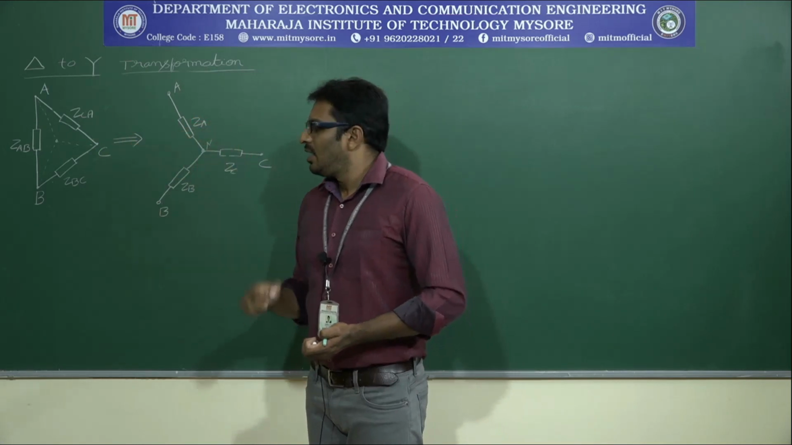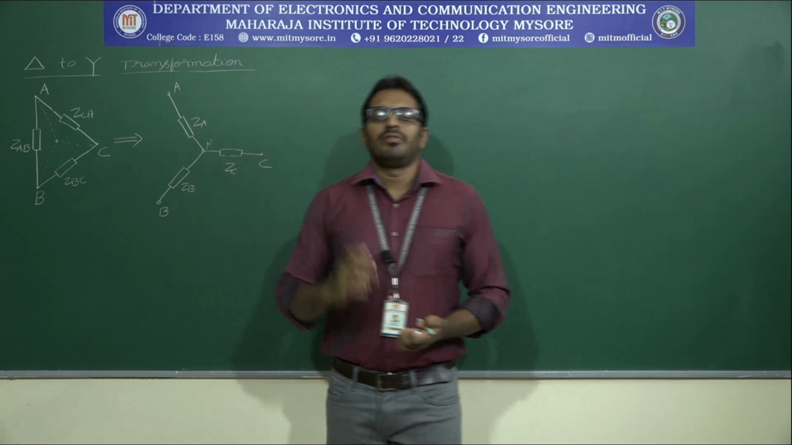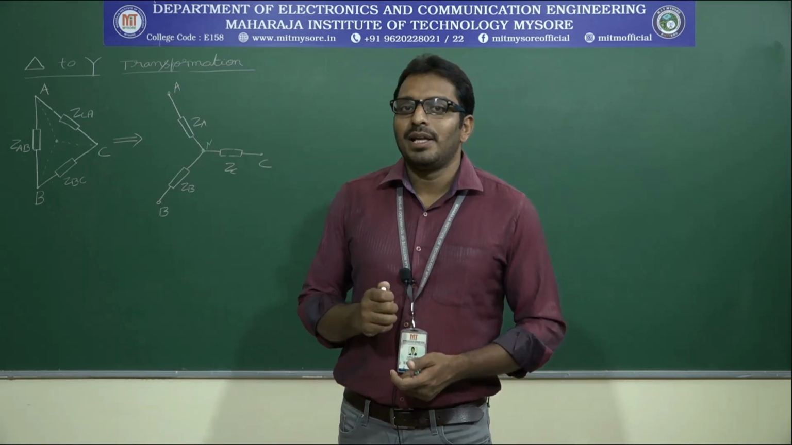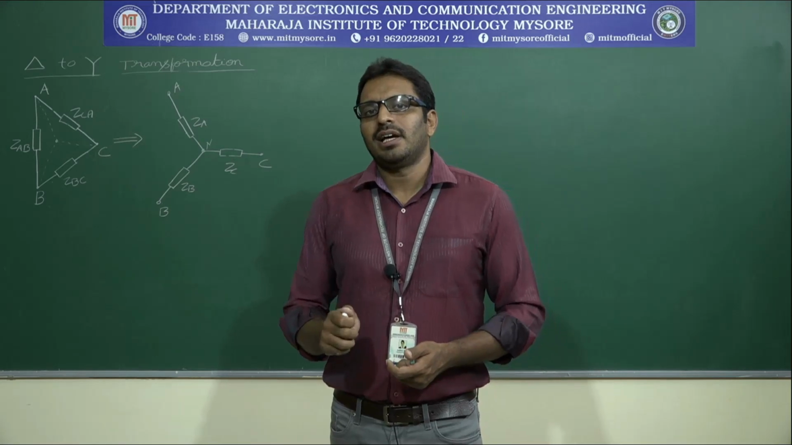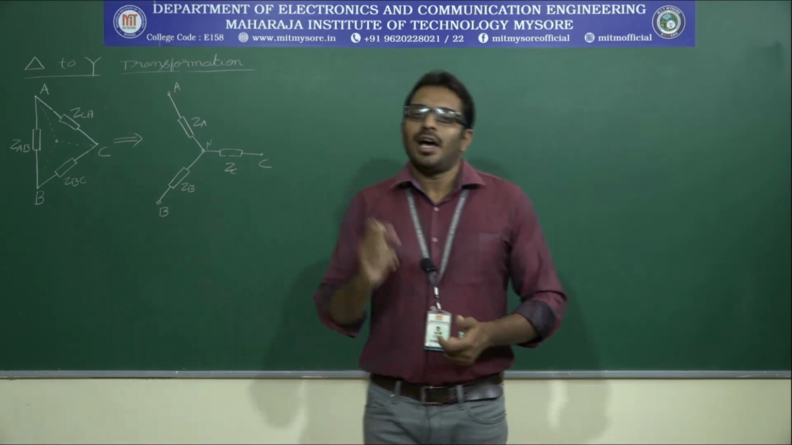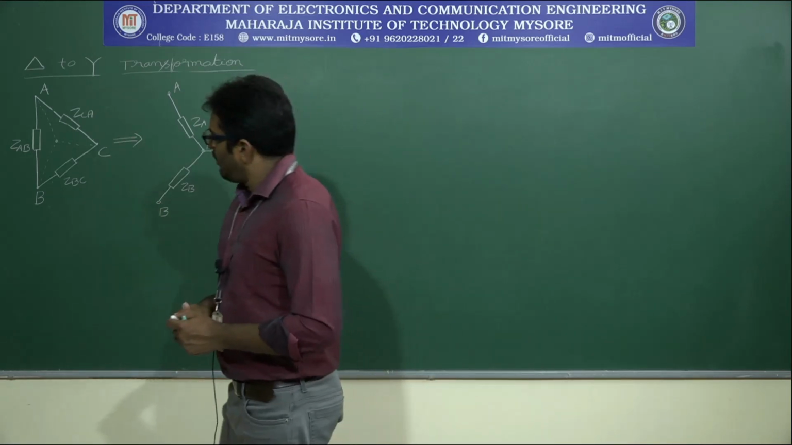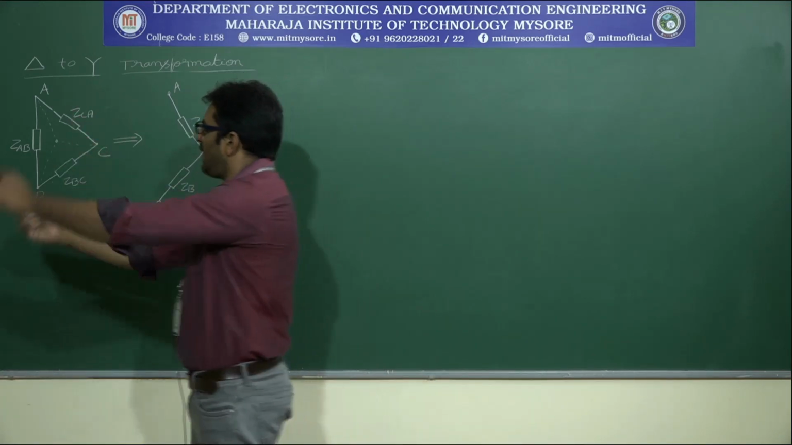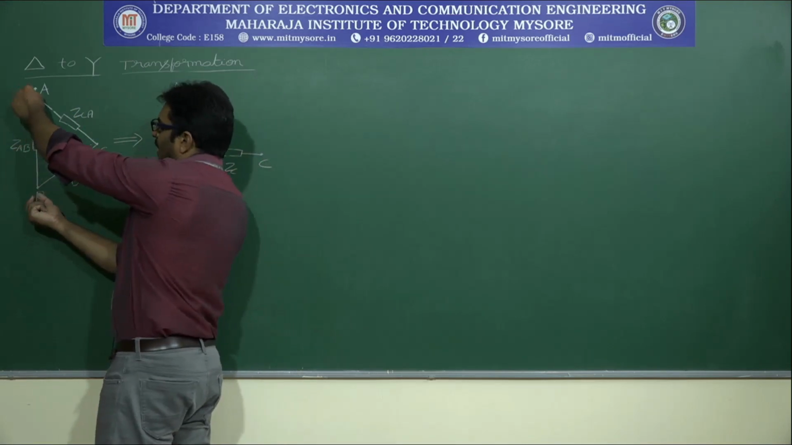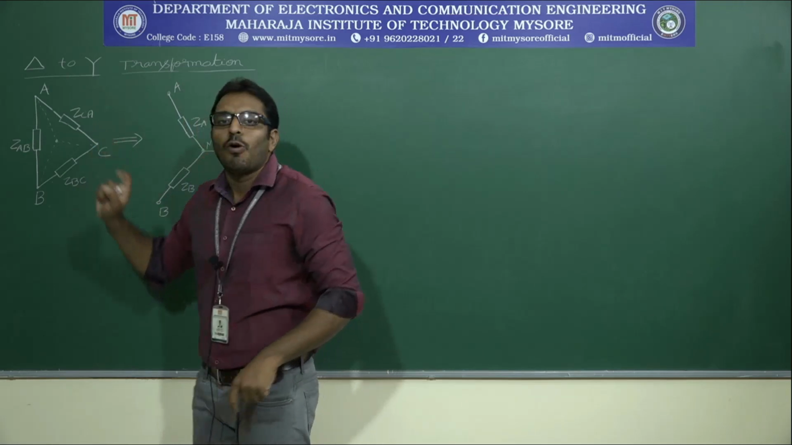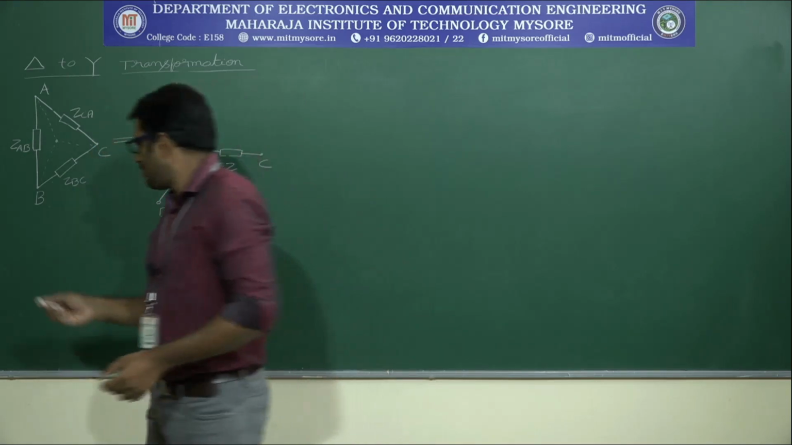Now, how do we obtain the equivalent in star connection for delta connected impedances? There is a way, and we are going to derive the formula to obtain the equivalent impedance in star pattern for a given delta connection. So, for that, case number 1: measure the impedance between A and B with C open. See, first let me write this.